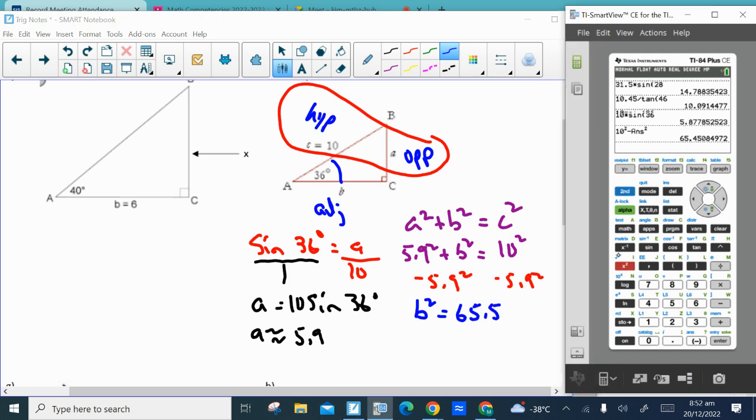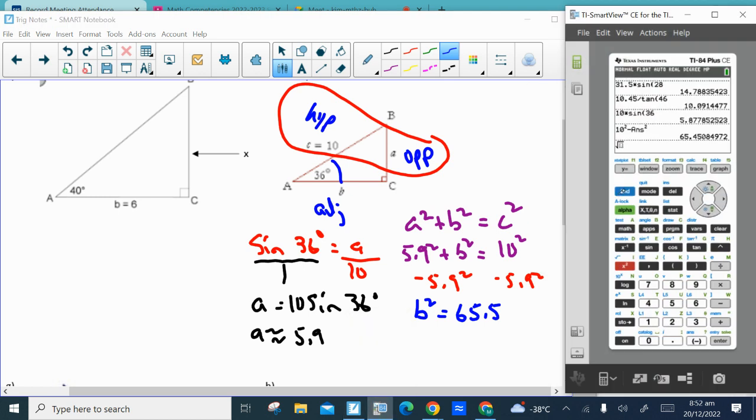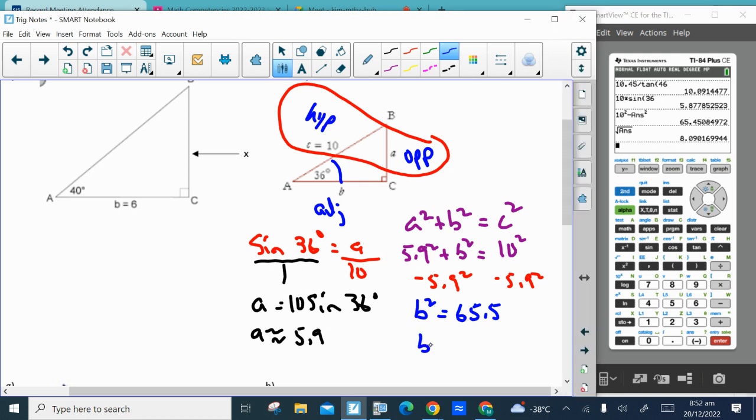We're going to take the square root of the entire number, the previous answer, which gives us approximately 8.1 when we take the square root of both sides. Both of those answers that we got for a and b are reasonable because they have to be shorter than the hypotenuse. And they are.